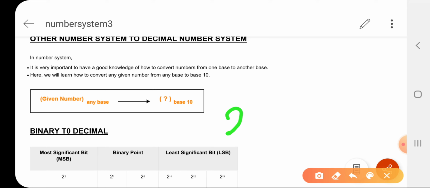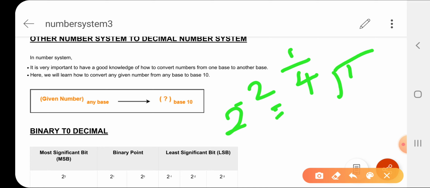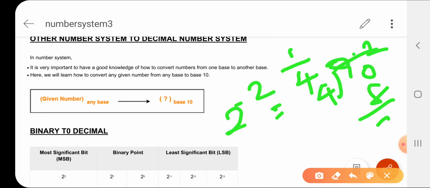Now let us see what 2 power minus 2 is. 2 power 2 is 4, so it is 1 by 4. Now you have to calculate 1 divided by 4, which gives 0.25. So 1 by 4 means 0.25.